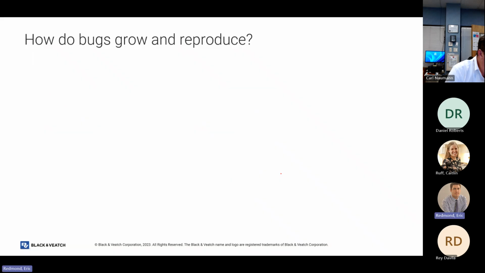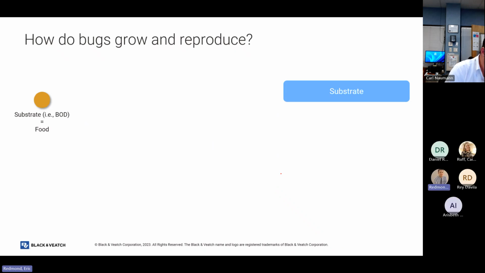How are solids produced? How do we grow bugs and how do they reproduce? Again, we're starting with that BOD, or that food. If you ever hear the term substrate, what they're talking about is the food of the system, or the BOD in this case. BOD is what really drives our sludge production. We grow nitrifiers, and those are part of that sludge, but the BOD really drives the amount of wasting we have. We produce the most mass of bugs off of BOD.